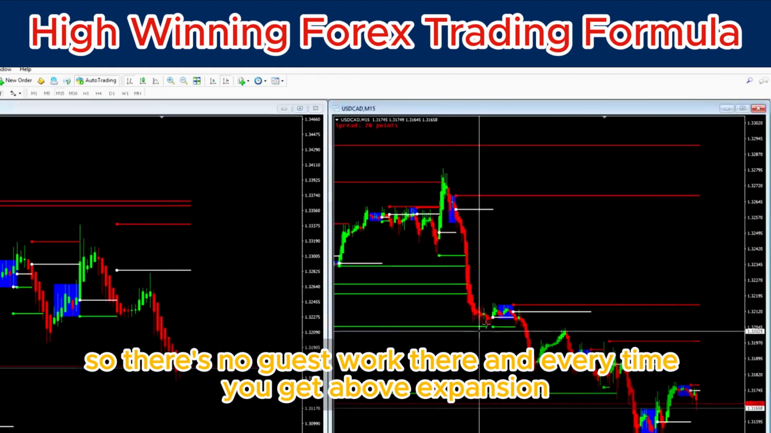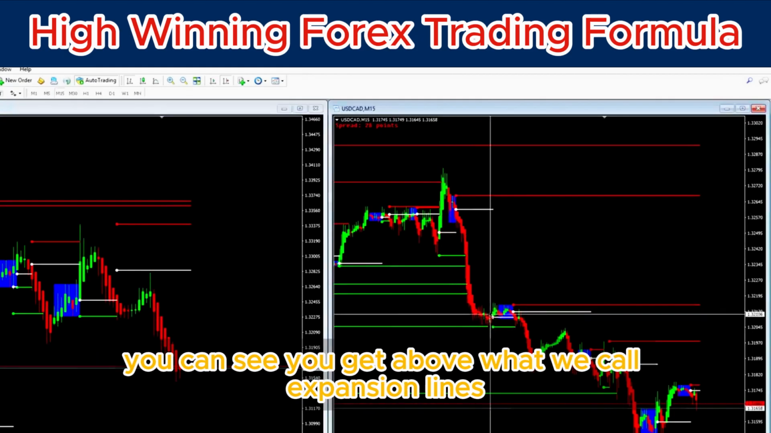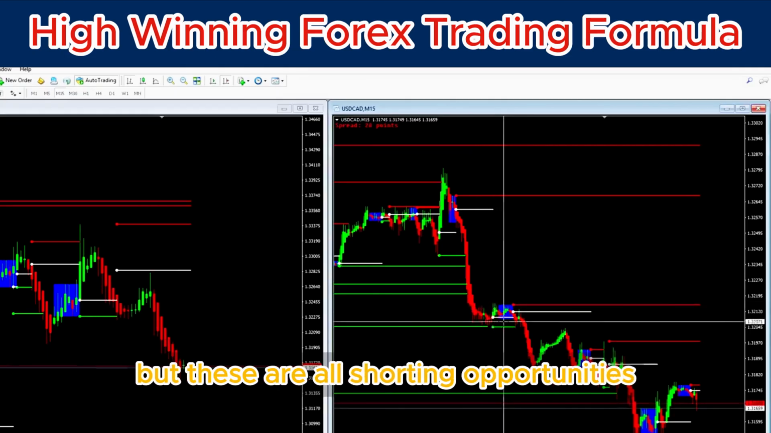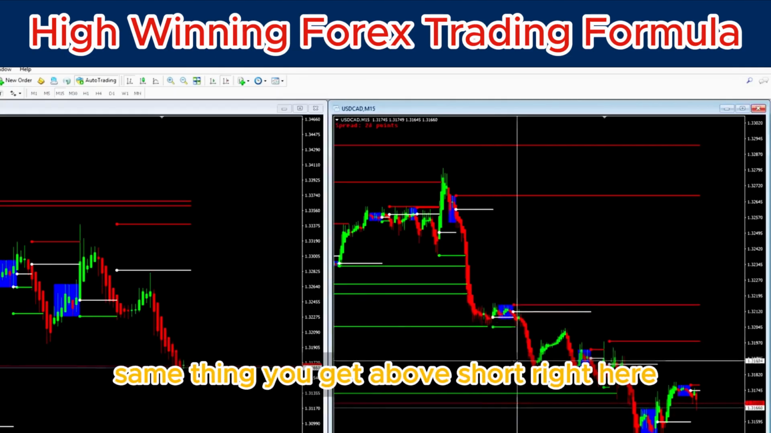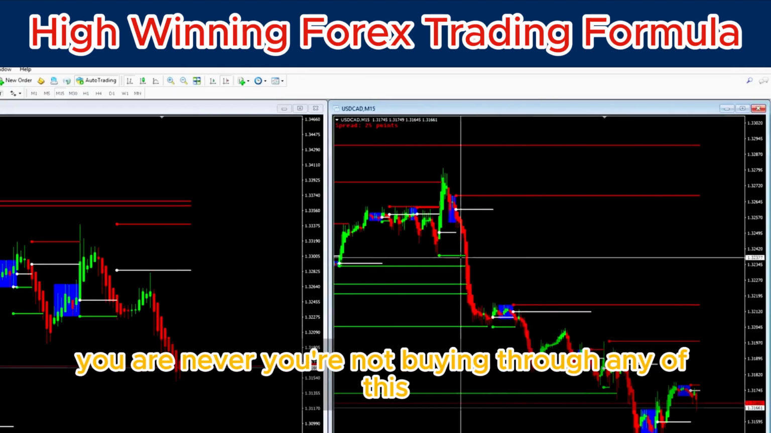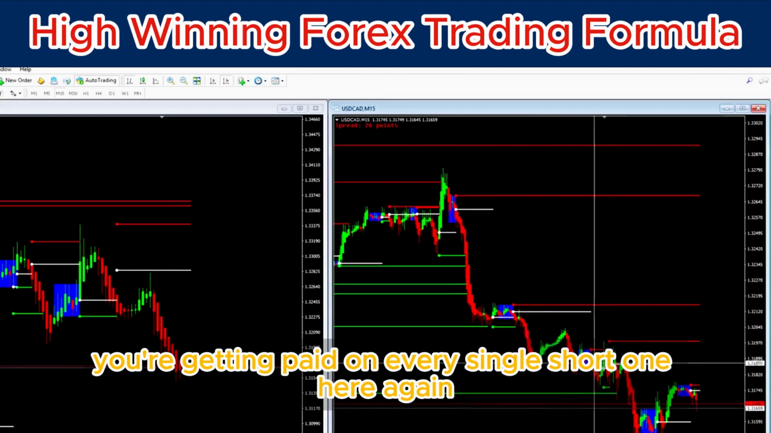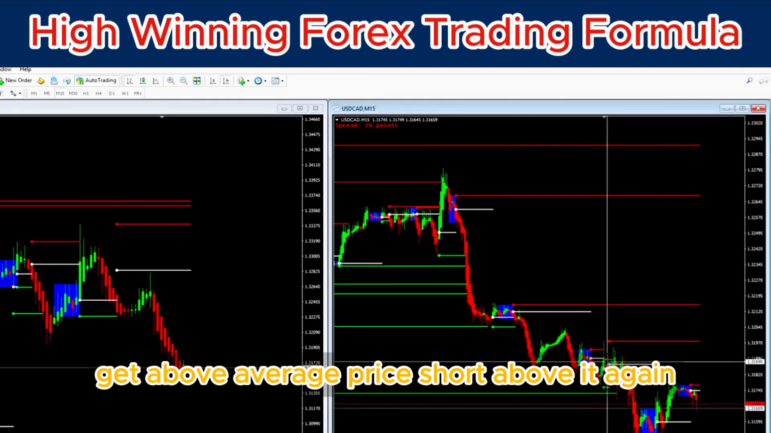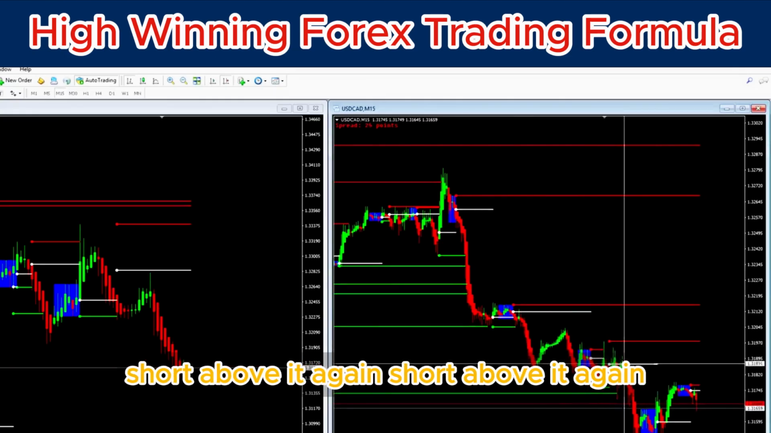And every time you get above expansion, you can see you get above what we call the expansion lines. It's your average price lines. This is automated on our software, but these are all shorting opportunities. Same thing. You get above, short. Right here, you're not buying through any of this. You're getting paid on every single short one. Here again, you get above the white line, you get above average price, short. Above it again, short. Above it again, short.